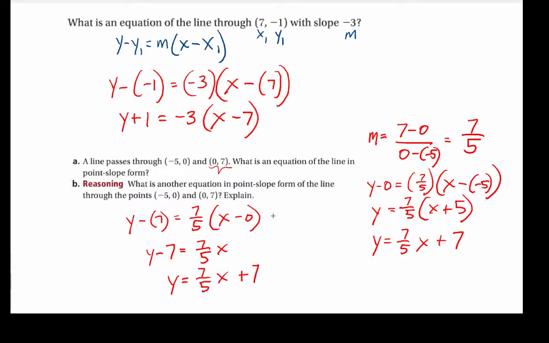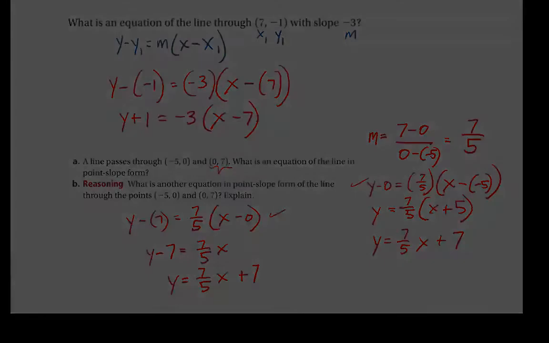When they're in point-slope form, here and here, they don't look the same. But if we clean them up a little bit, simplify them, and go ahead and take it into slope-intercept form, we do see that we have equivalent equations.